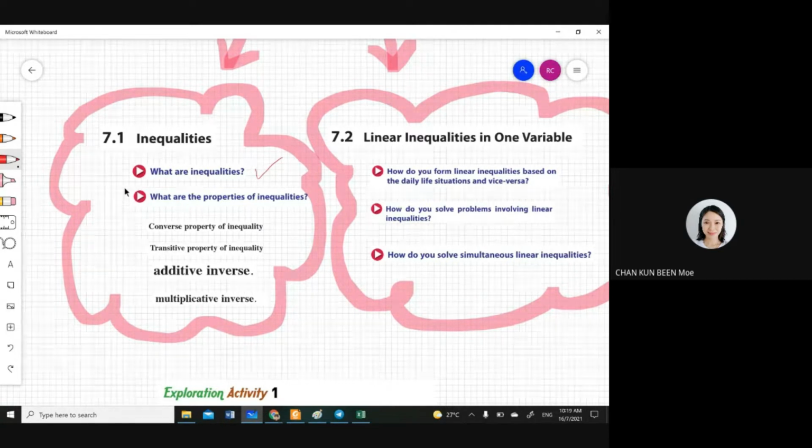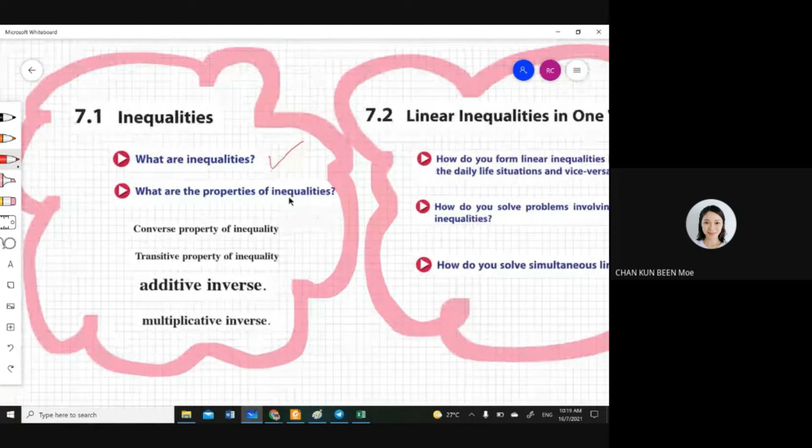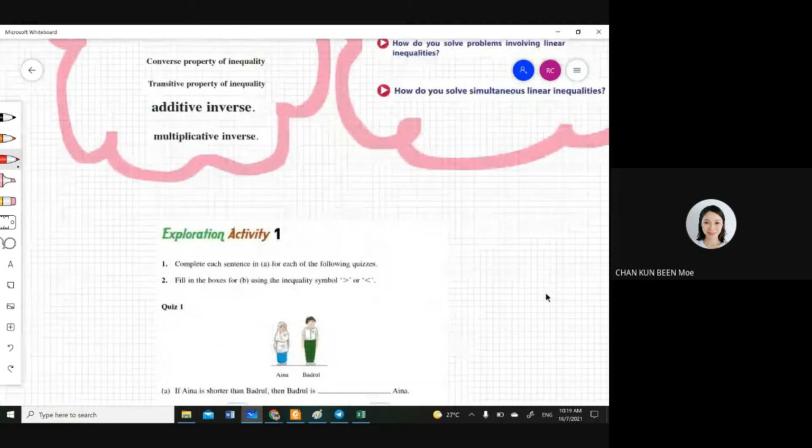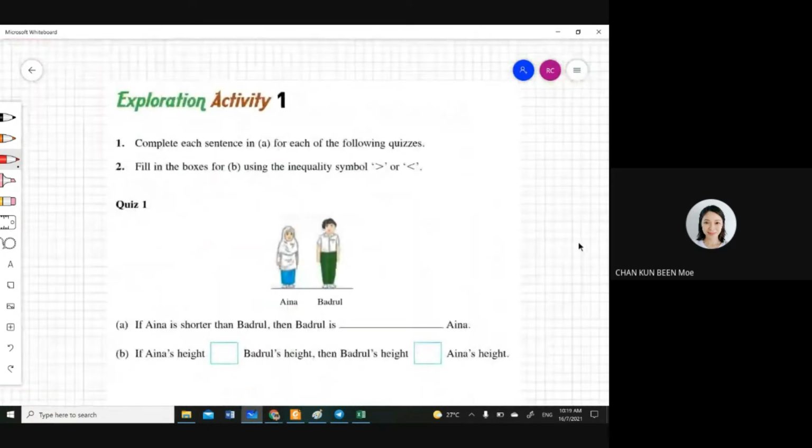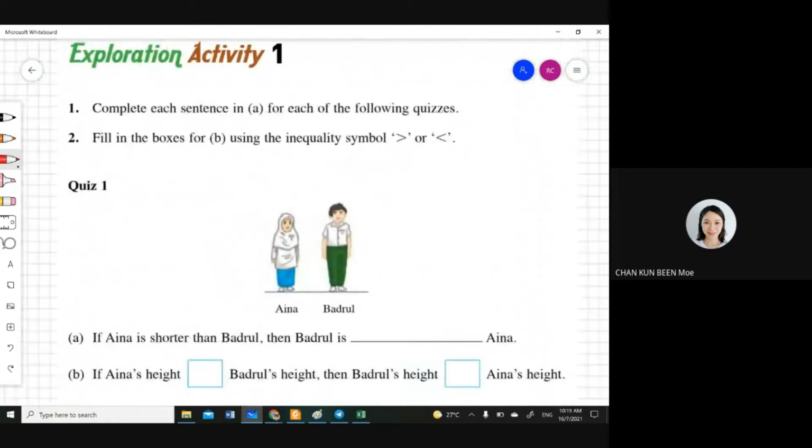Today we are going to enter the second one: the properties of inequalities. We are going to learn the converse property, the transitive property of inequality, very simple, these two, and then the additive inverse and multiplicative inverse. We are going to look at the example on how to get all of these first. This is actually the exploration activity from your textbook. Okay, let's do this together.